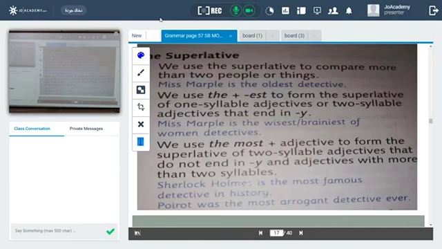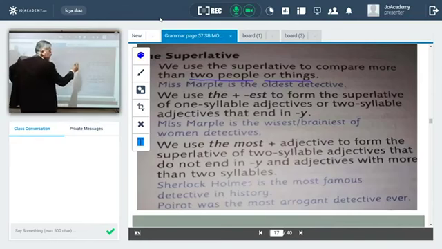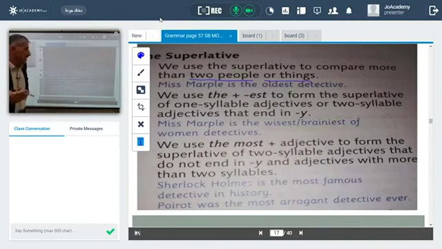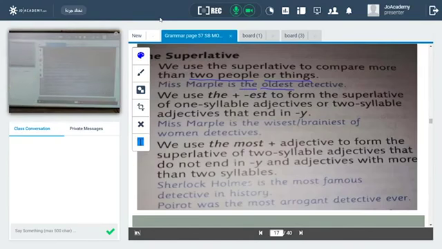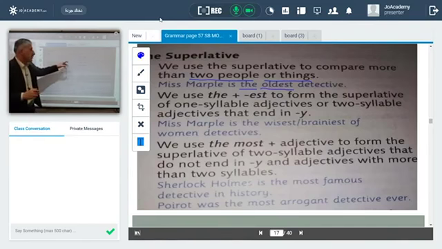So here we use the superlative to compare more than two people or two things. If I am comparing two people or two things, I will use the comparative. Miss Marble is the oldest detective. She is the oldest. Notice here we use the plus the adjective, and we added est to the end of the adjective, so it becomes the oldest detective. So Miss Marble is the oldest detective among the old detectives, three or four. She is the oldest one.